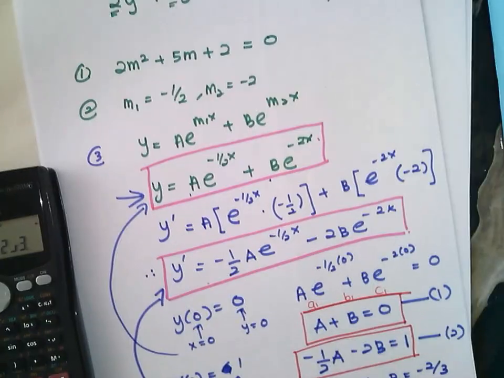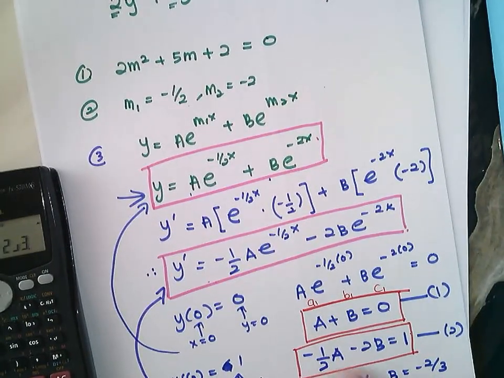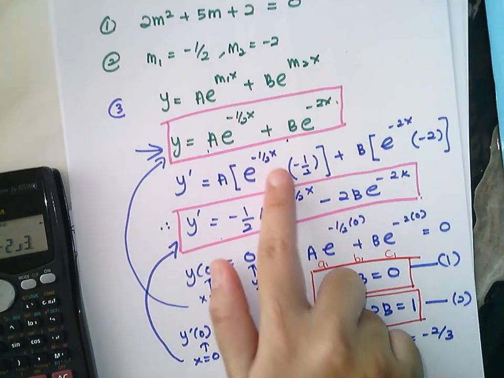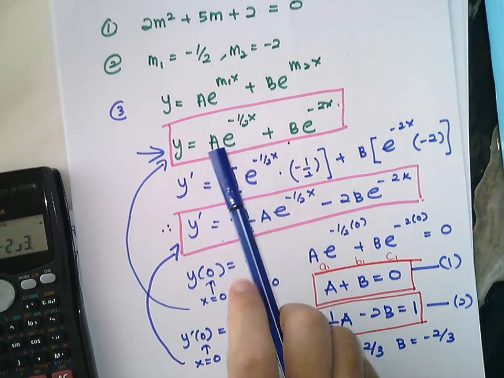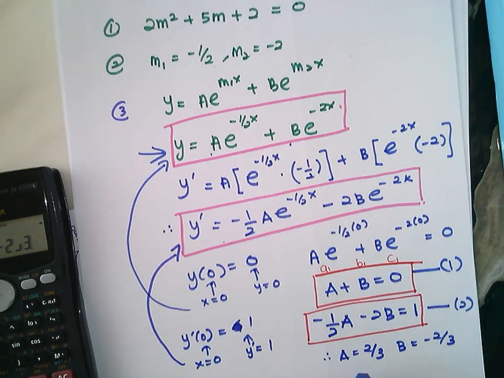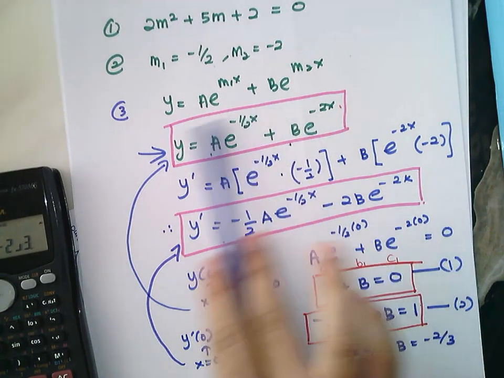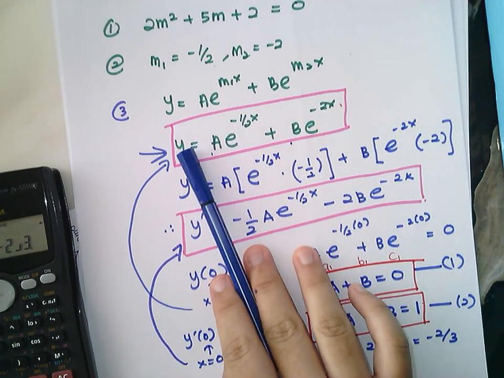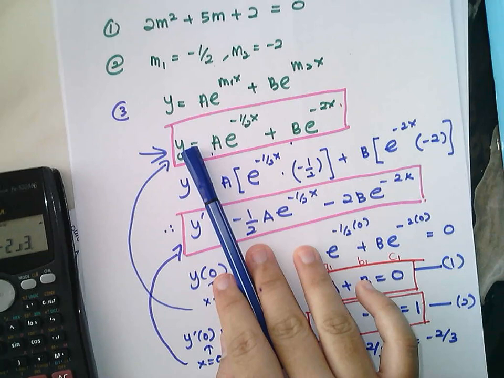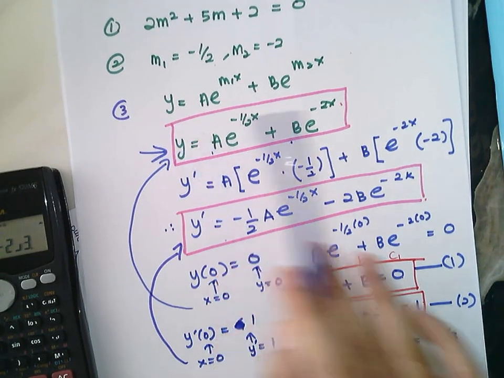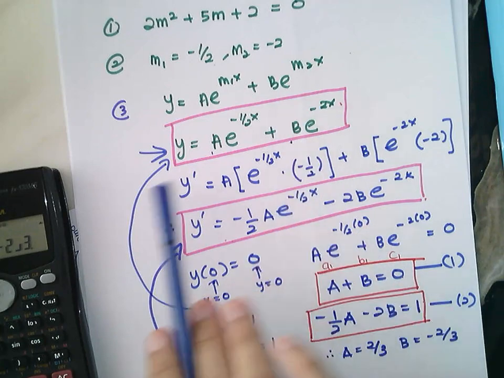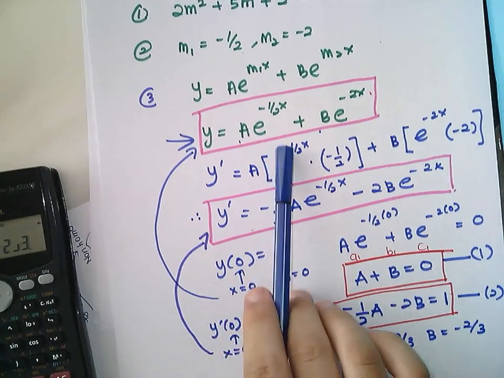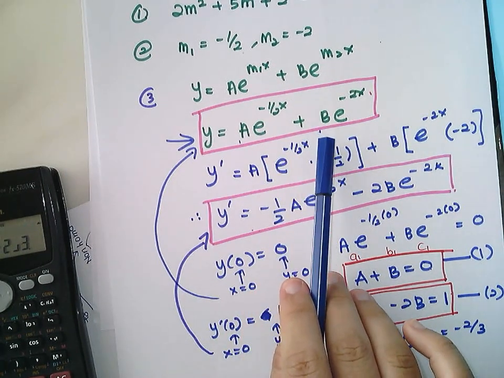Yes, you have to substitute these values into your general solution. This is the general solution. When you substitute the values of a and b, this solution will become the particular solution. Remember, in the previous class we discussed general solution and particular solution. If you are given a condition, you have to find the values of a and b, substitute into here, and therefore we call it the particular solution.